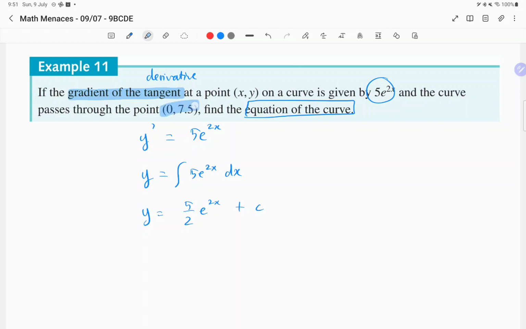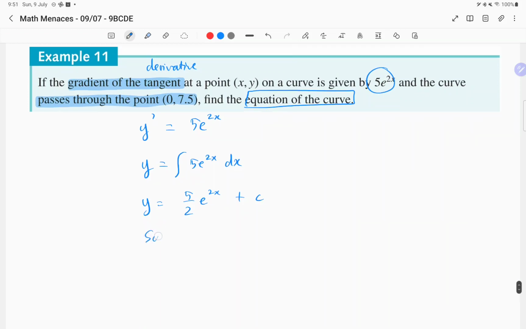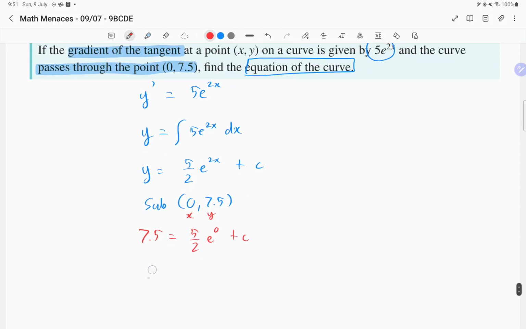Okay, and then it passes through the point (0, 7.5). This is what I said earlier, where they can phrase the substitution in many ways. But passing through a point is the same as sub x equals 0, and y equals 7.5. So we put 7.5 is equal to 5 over 2 e to the power 0 plus c. E to the power 0 is 1. So 7.5, which is 15 over 2, equals 5 over 2 plus c.